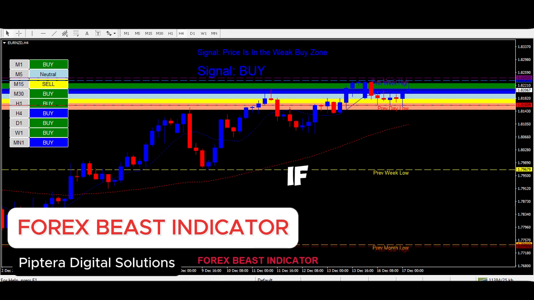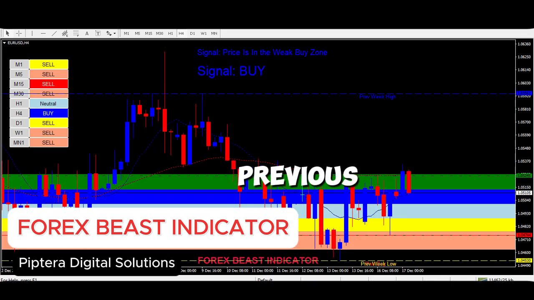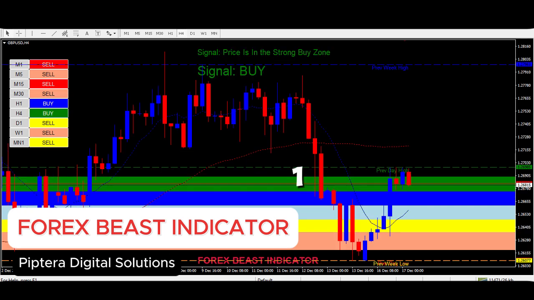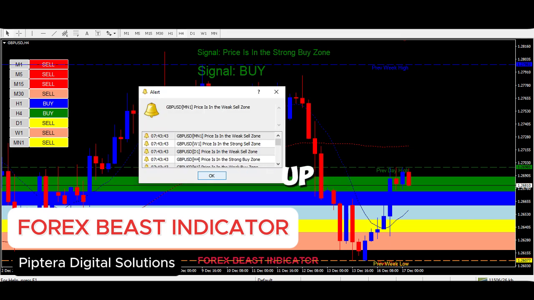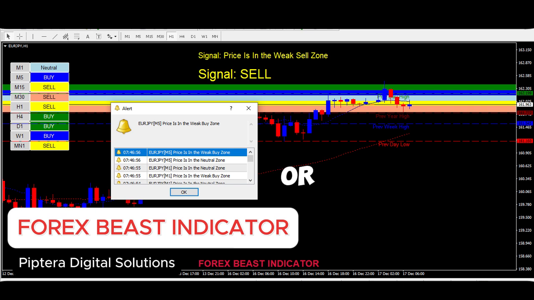For instance, if the price is trading far above the previous week's high and then starts to come back and trade near the previous week's high, then we should expect 2 things. 1, the price may bounce back to the top after hitting the previous week's high and continue to move up. 2, the price may break below the previous week's high and then continue to fall until it hits the previous week's low or the previous day's high or low.